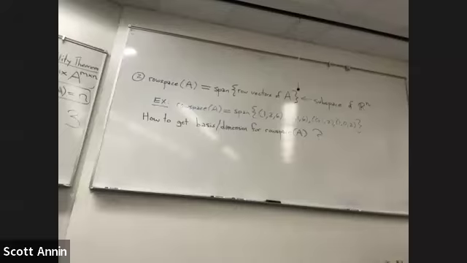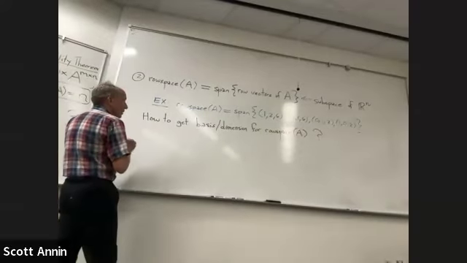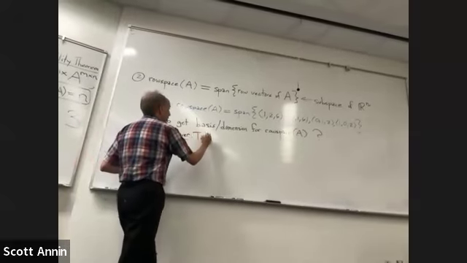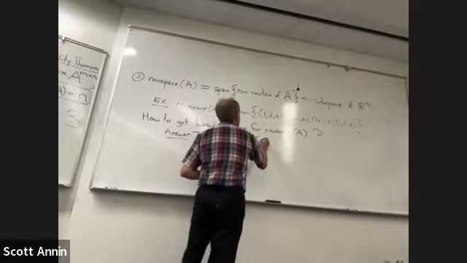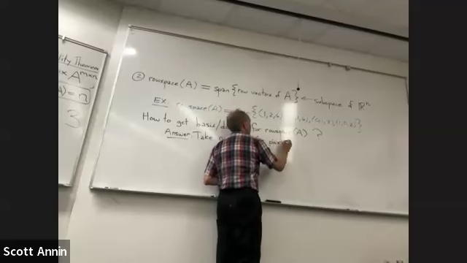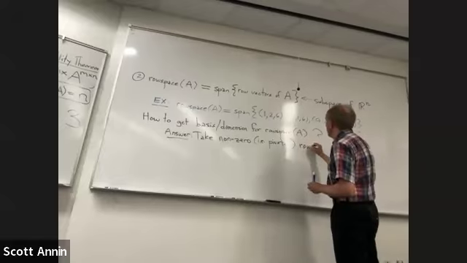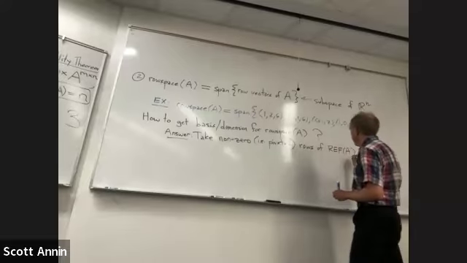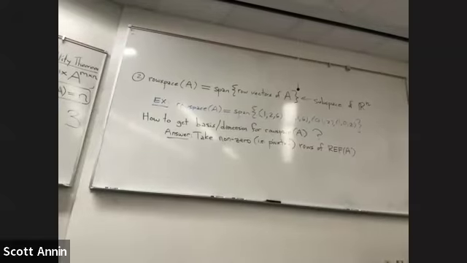What we actually need to do is take the non-zero rows. So here's the answer. The answer is take the non-zero, i.e. the pivoted, rows of the row echelon form of A, and use that as your basis.